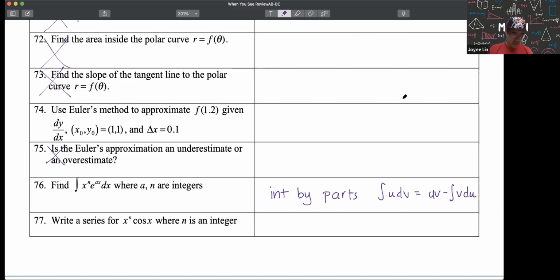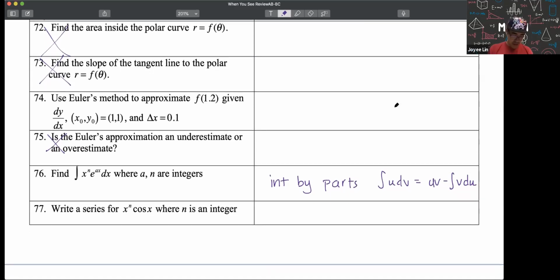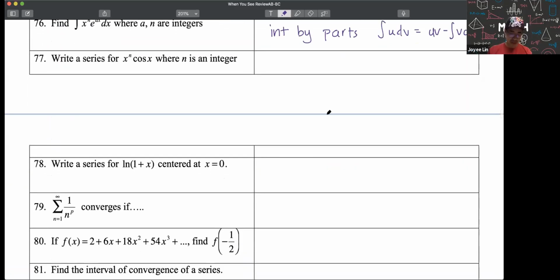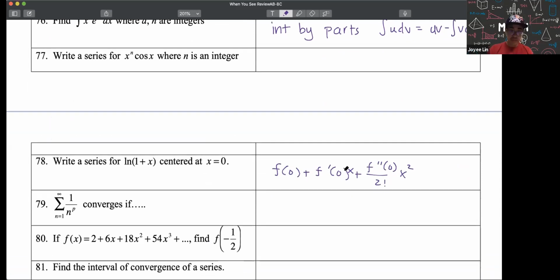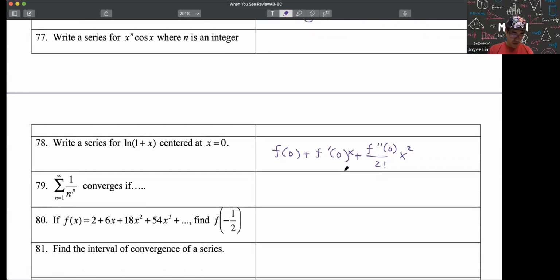I don't think you need to know 77. I don't think you need to know 78. I mean, you can do Maclaurin series, right? It's just f of 0 plus f prime of 0 x plus f double prime of 0 over 2 x squared. It's not a big deal. Honestly, I don't care too much about the cosine one.